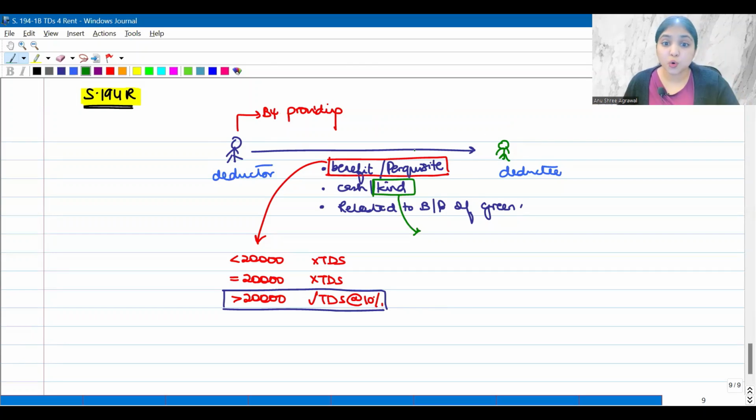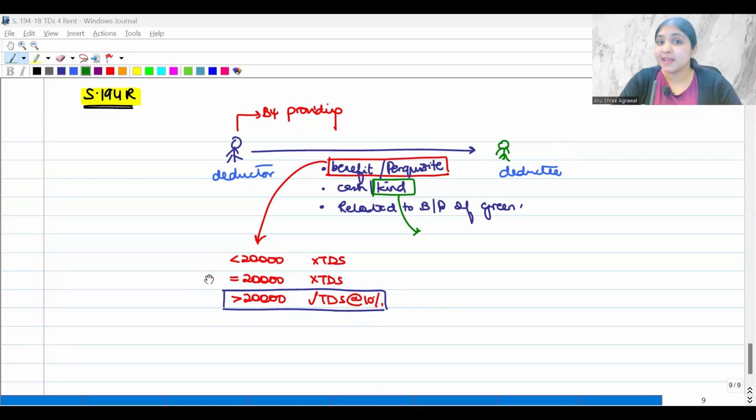Now don't you think this gold coin for Mr. Green is a benefit or a perquisite? It is in kind and it is relating to his business or profession. He is getting this gold coin because the stationery shopkeeper sold 1,000 classmate notebooks. So totally connected to his business or profession. So these kind of transactions will come under section 194R. So before ITC Limited can deliver the gold coin, tax has to be deducted at source at the rate of 10%, if the value of the gold coin is more than 20,000 rupees.